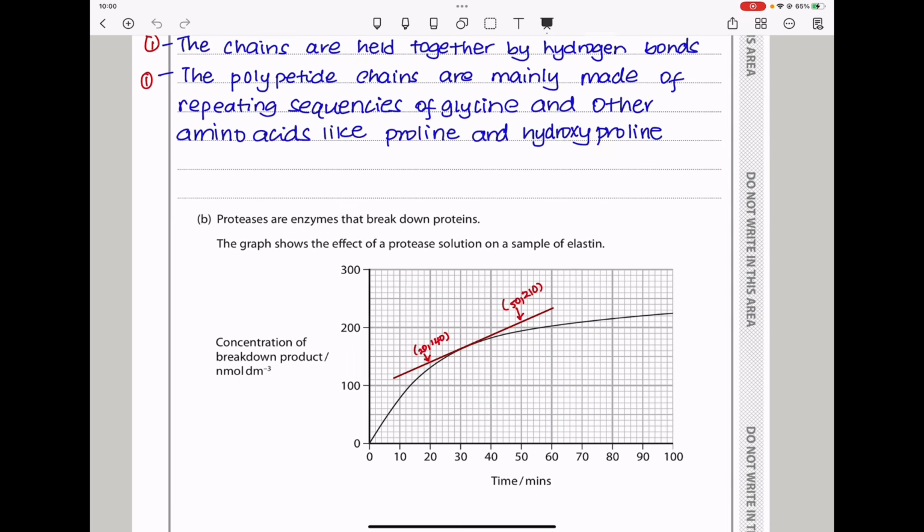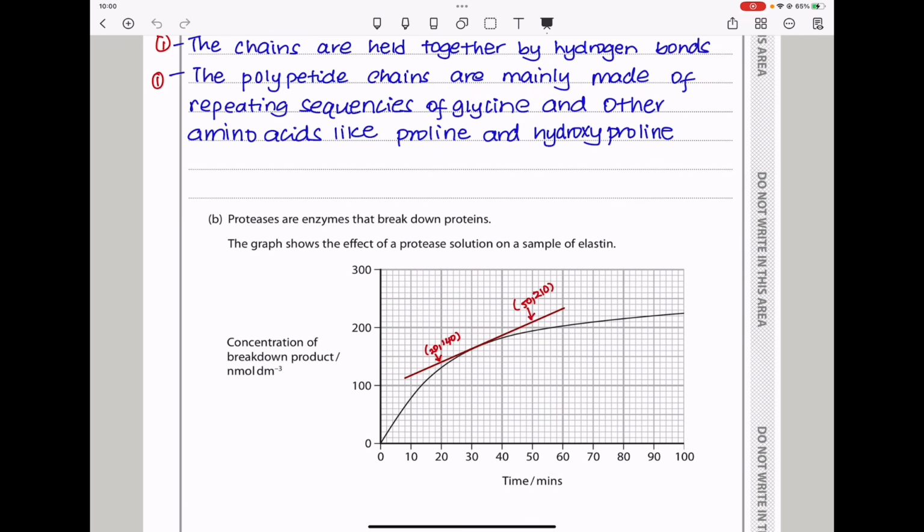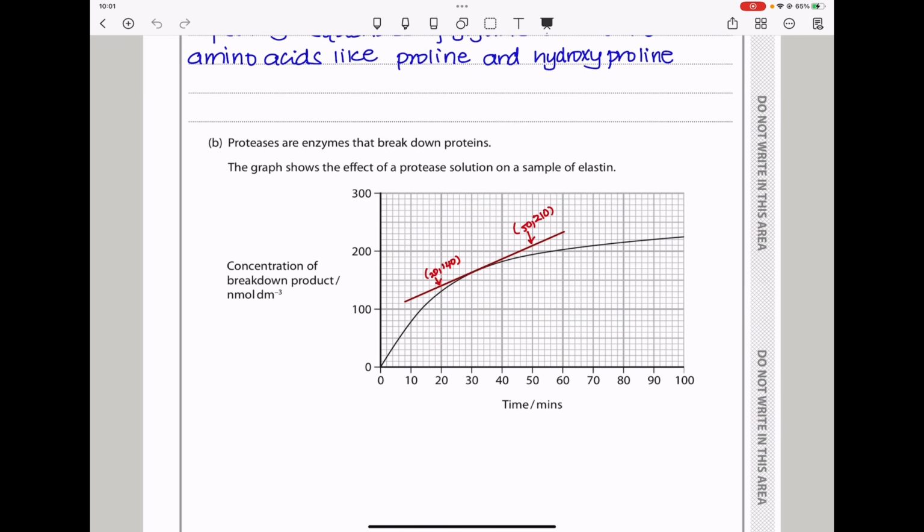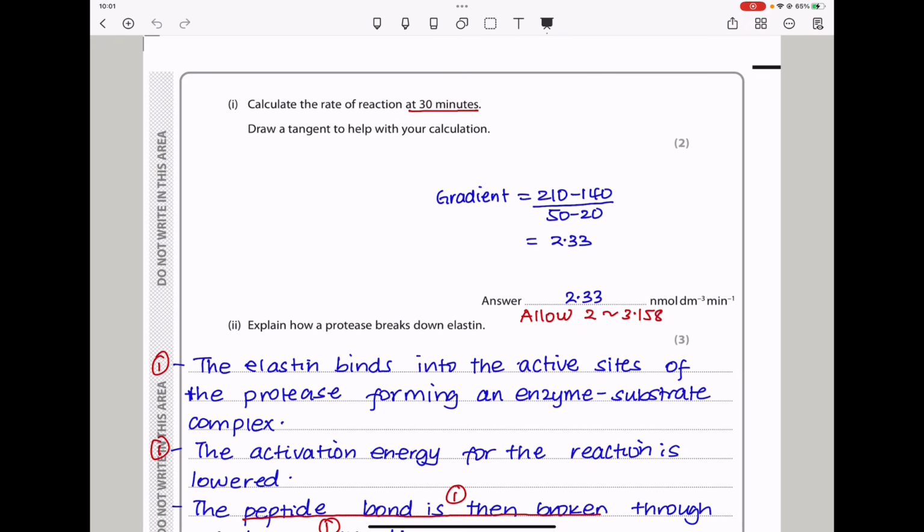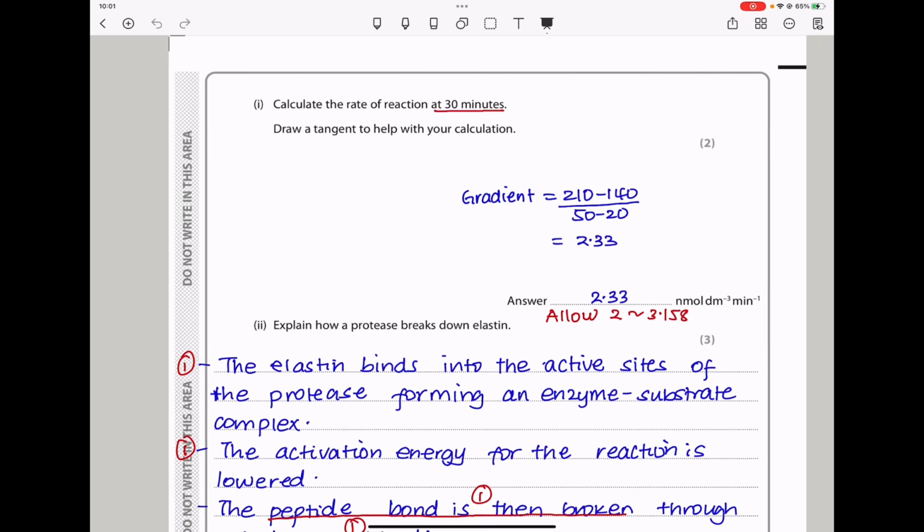In the next part, they say proteases are enzymes that break down proteins. The graph shows the effect of protease solution on a sample of elastin. So on the vertical axis, we see the concentration of breakdown product in nanomole per decimeter cubed. And on the horizontal axis, we can see time. So next they say, calculate the rate of reaction at 30 minutes. Draw a tangent to help with your calculation.